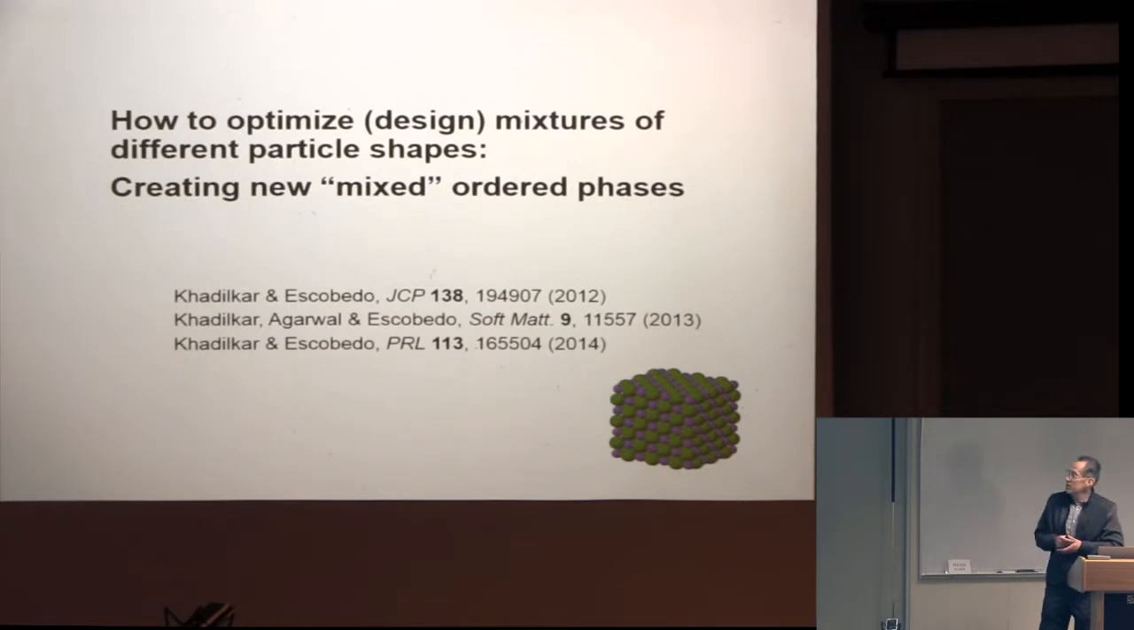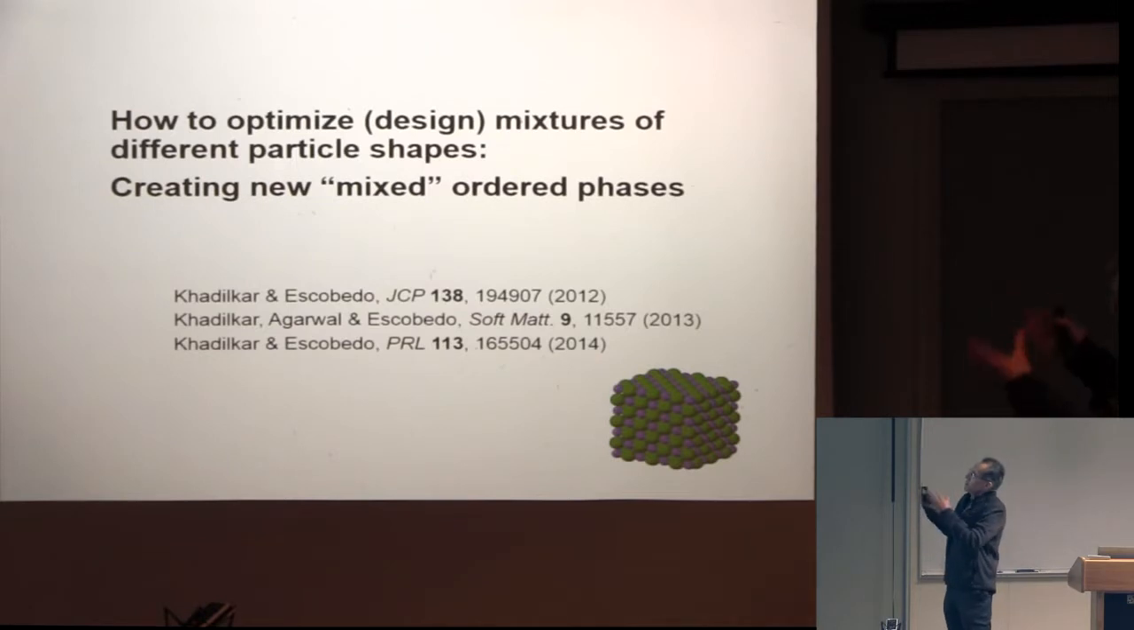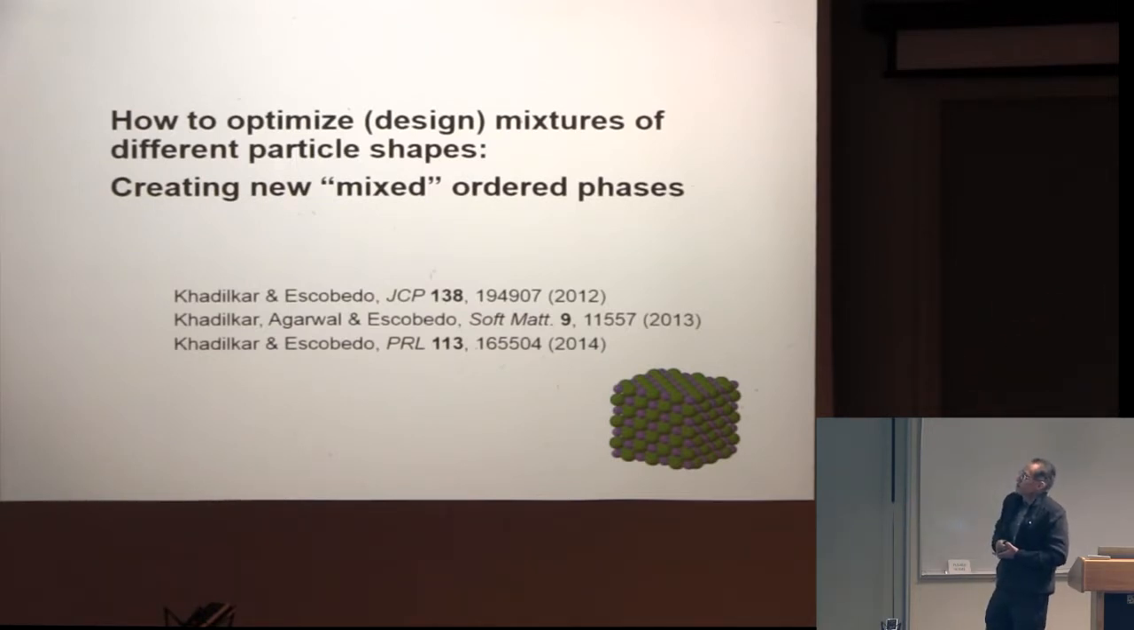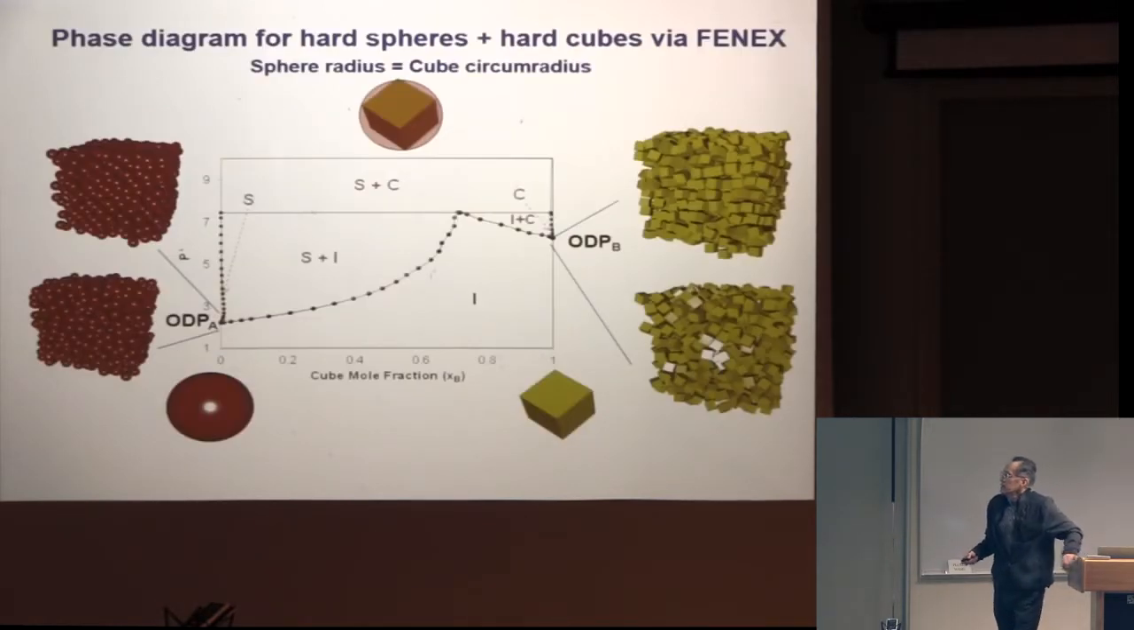In the last minutes, I just want to illustrate how I use this method. I would like to design mixtures, basically new kinds of mixed states using, say, 2 particle shapes, such that they have some interesting order. In some ways that's what you are supposed to do with chemistry, to create very interesting compounds. So this is to illustrate what happens when the 2 pure components are very different in the kinds of phases they form.